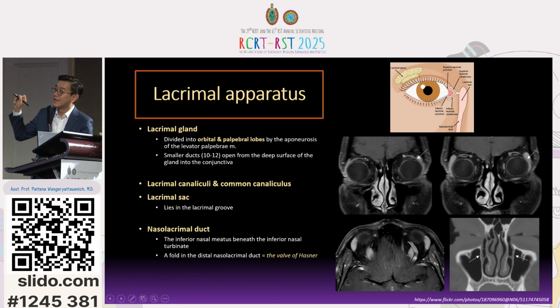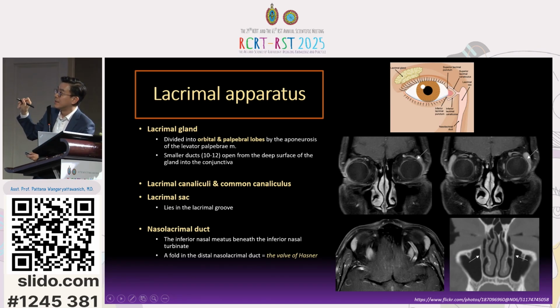The lacrimal gland can be divided into two lobes using the aponeurosis of the levator palpebrae. The outer portion of the lacrimal gland here is the orbital lobe of the lacrimal gland, and the deeper lobe is the palpebral lobe of the lacrimal gland.